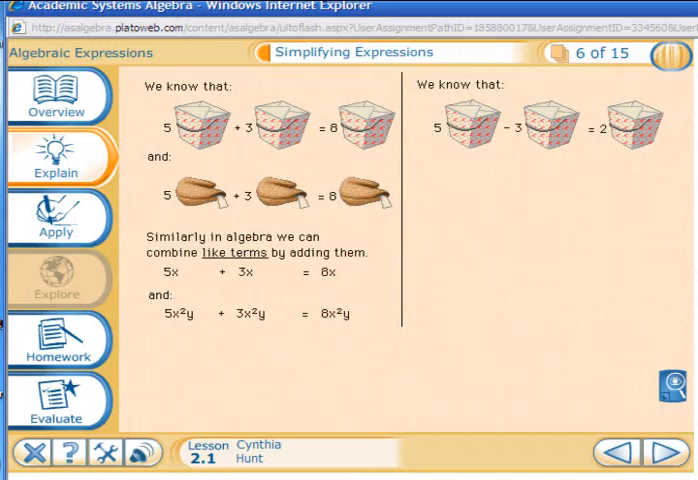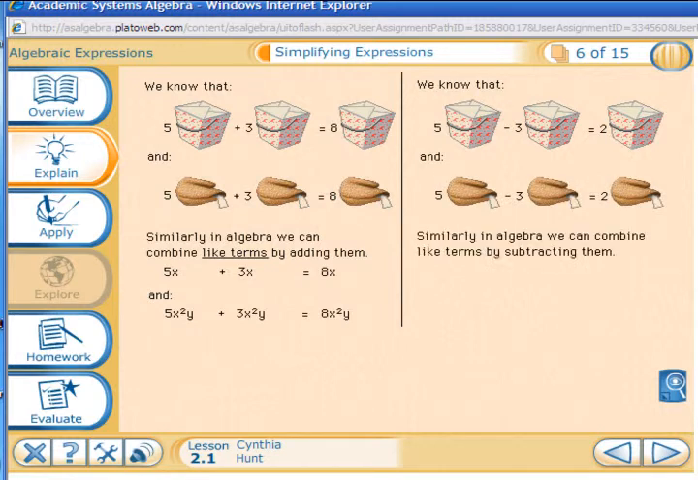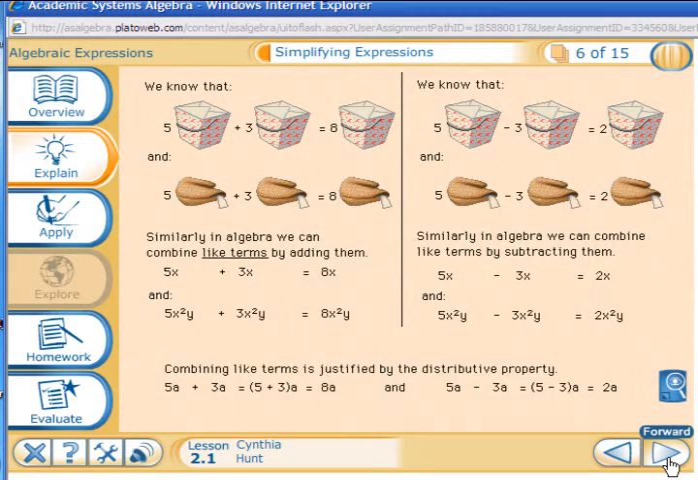We know that 5 boxes minus 3 boxes equals 2 boxes. And 5 cookies minus 3 cookies equals 2 cookies. Similarly, in algebra we can combine like terms by subtracting them. 5x minus 3x equals 2x. And 5x squared y minus 3x squared y equals 2x squared y. Combining like terms is justified by the distributive property.